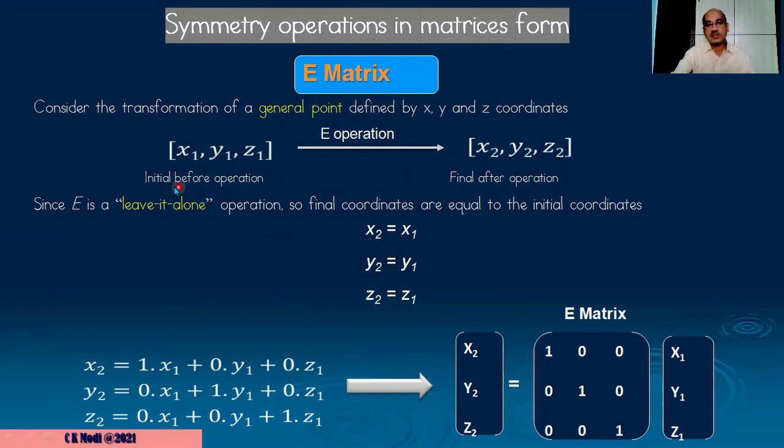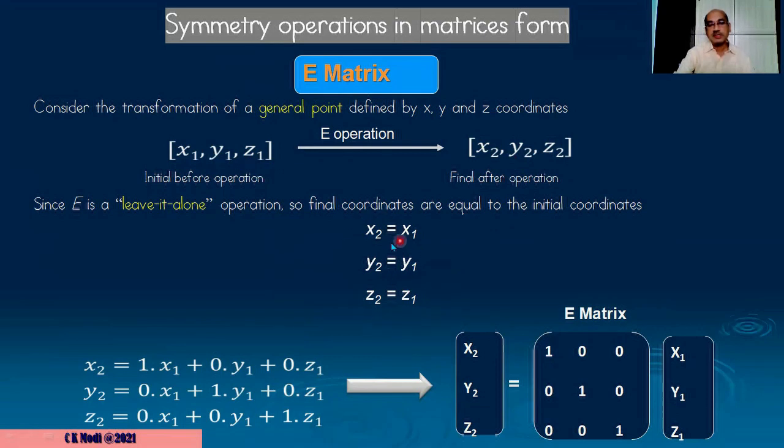So these are my initial coordinates before the operation: x1, y1, z1. After performing the E operation, we get the final coordinates x2, y2, and z2. But we know the E operation means no change is made in the molecule, a leave it alone operation. So the final coordinates are equal to the initial coordinates: x2 is equal to x1, y2 is equal to y1, and z2 is equal to z1.